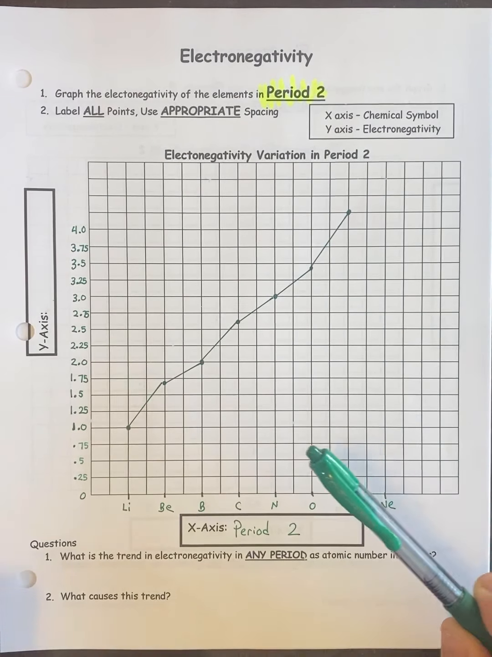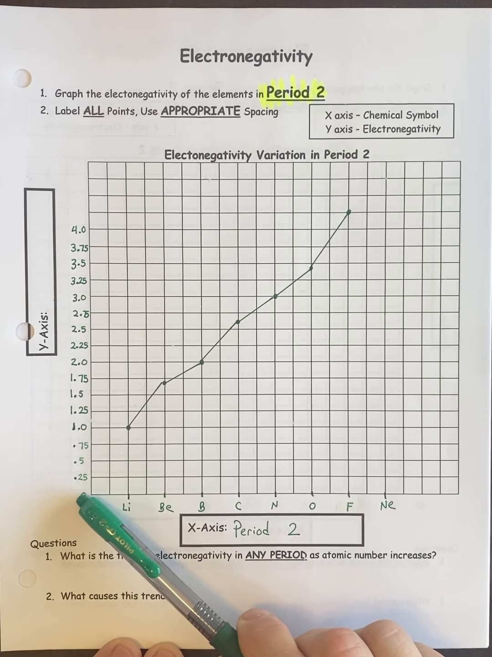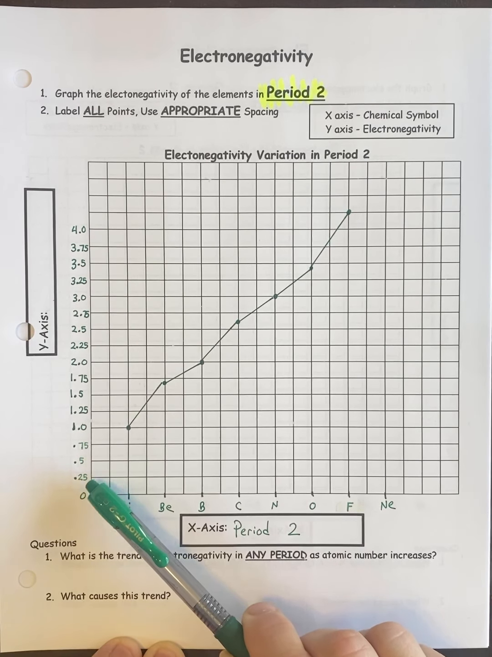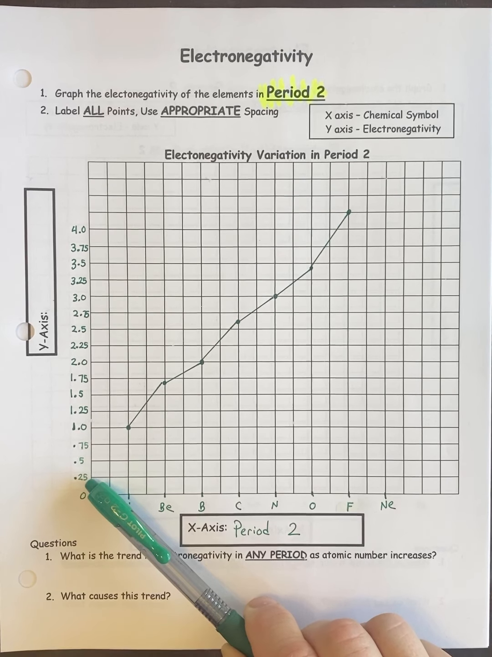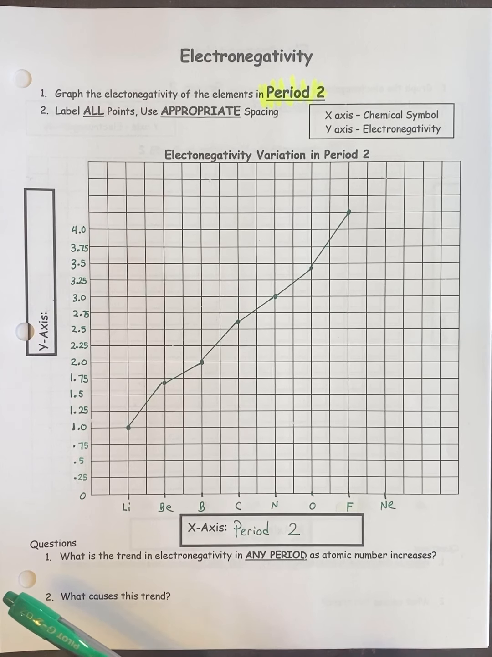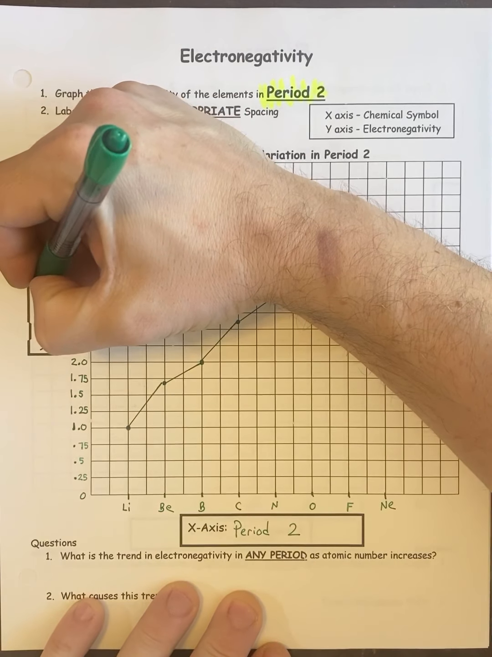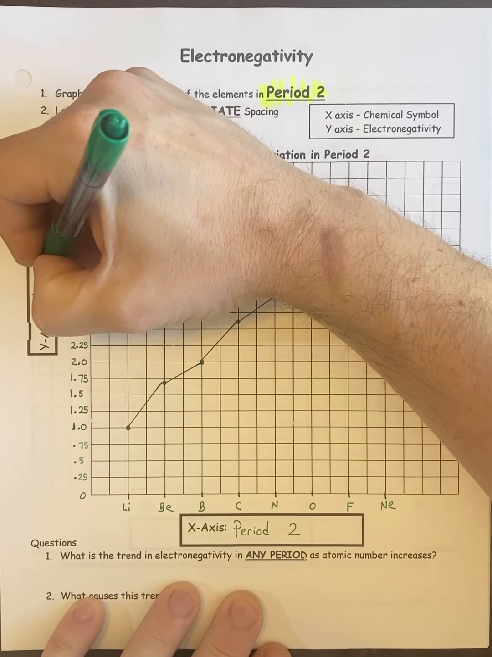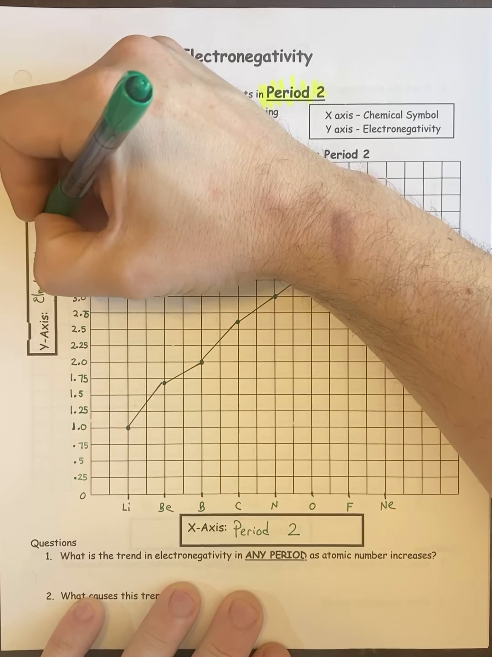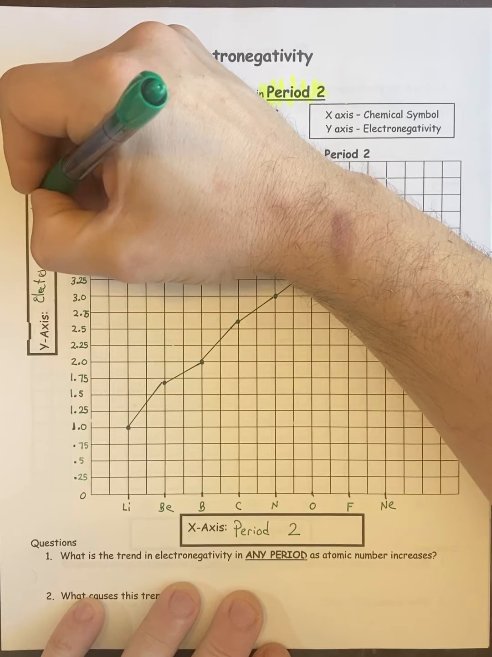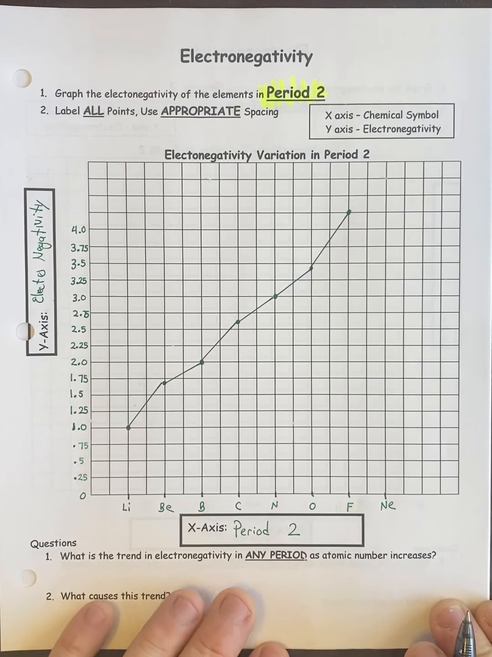So I had two options. I started mine at 0, but I could have put a page break in and started it at 1, and then I could have stretched it out even more to get an even bigger scale on the y, but you don't necessarily have to do that. And then on my y-axis, electronegativity is what goes on my y.